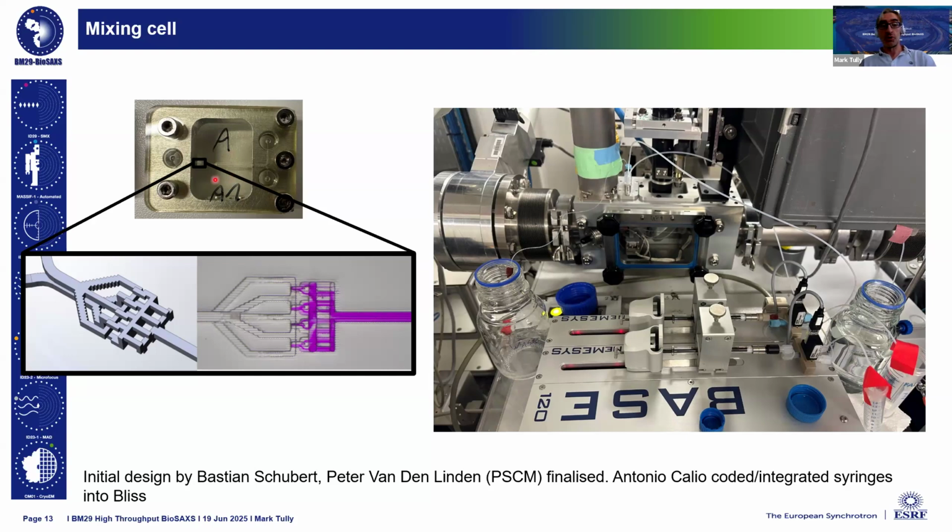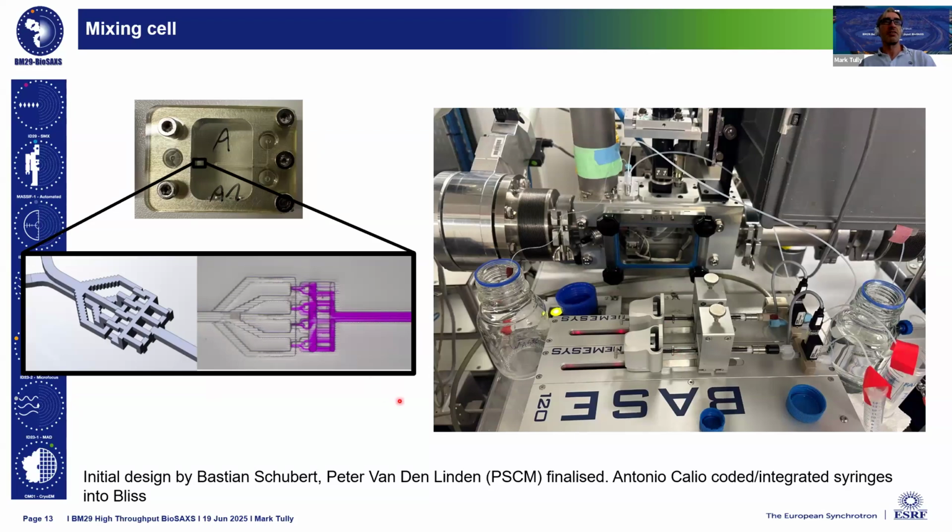here. You'll notice there's no actual window material. We can measure the X-rays straight through this 3D printed resin. This was originally designed by a master's student and then two students we had, and then Peter van der Linden, PSM, finalized this, and Antonio Callier, one of our postdocs, carried it on with all our syringes to get those to work in BLISS.